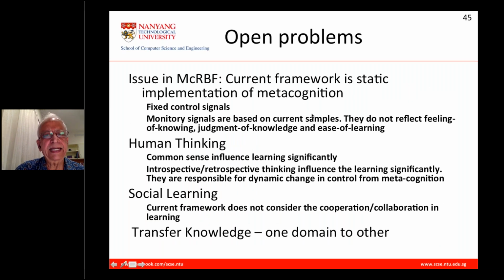Current work is static, right? Then the second part is very important. For human beings, common sense, right? How do you bring common sense into your learning neural network? And you have the other one, introspective, retrospective. So we are going close to psychology here. Social learning. How do you do collaborative learning?